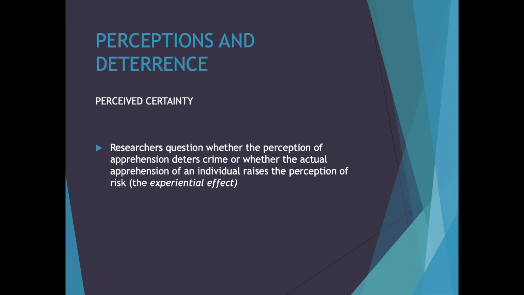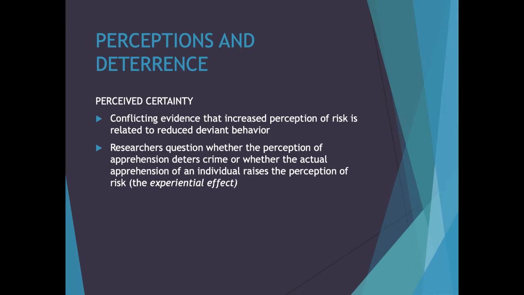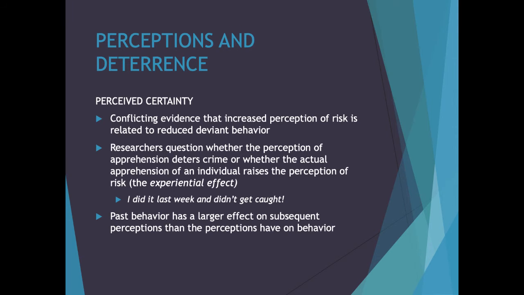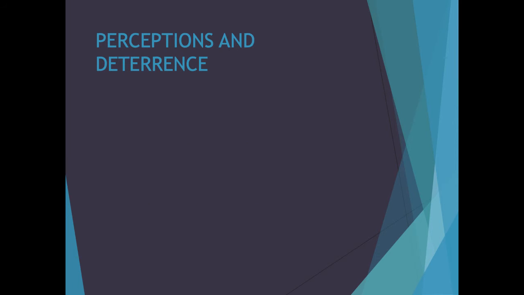All right, perceptions and deterrence. So, perceived certainty. There is conflicting evidence that the increased perception of risk is related to reduced deviant behavior. Researchers question whether the perception of apprehension deters crime or whether the actual apprehension of an individual raises the perception of risk, which is what we call the experiential effect. All right, such as, I did it last week and I didn't get caught. Or I can tell you that I know I stopped people for possibly speeding, and I would make a pretty good guess that if I stopped them, that probably wasn't the first time they were speeding, so on and so forth. Past behavior has a larger effect on subsequent perceptions than perceptions have on behavior.